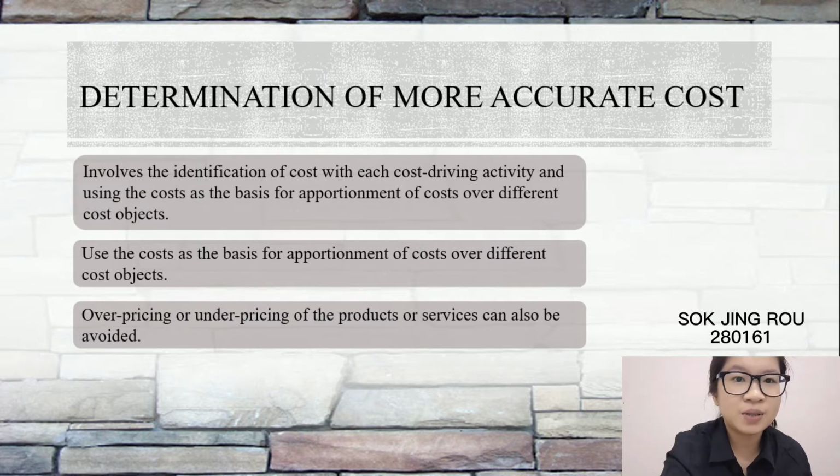A greater accuracy of the cost of products or services can be determined since the resource and overhead costs can be clearly assigned. Overpricing or underpricing of the products or services can also be avoided if more precise costs are determined.